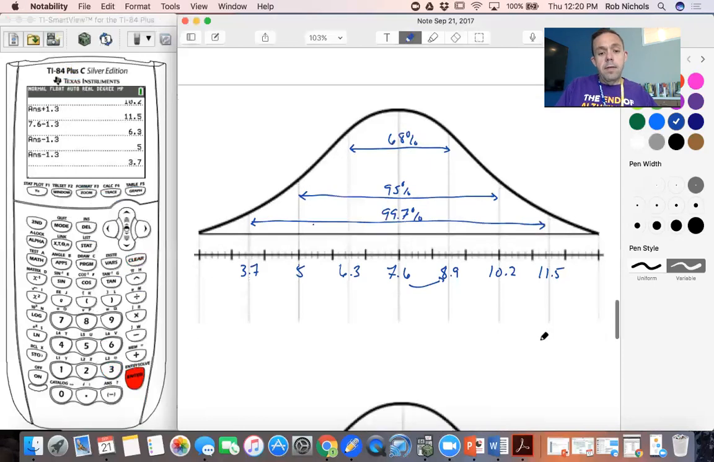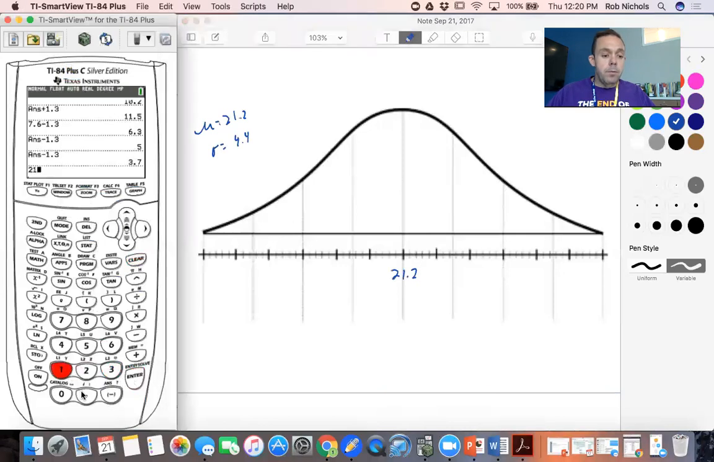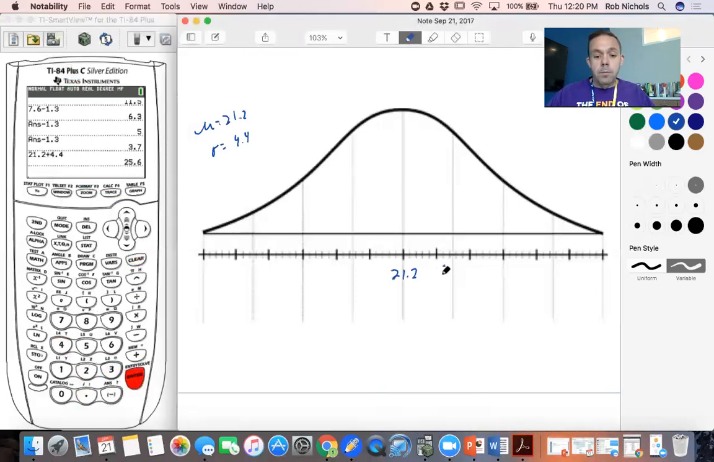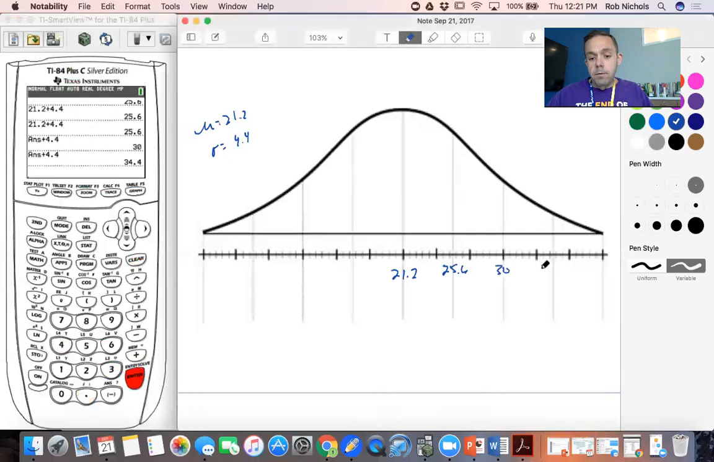Okay, so now let's try the second problem there. And we're doing ACT scores with a mean of, so mu equals 21.2, and my standard deviation equals 4.4. So again, we label 21.2 there. I'm going to go up, so 21.2 plus 4.4 equals 25.6. So 21.2 plus 4.4, and that's going to equal, add 4.4 again. That's going to give me 30. And then if I add 4.4 again, that's going to give me 34.4.